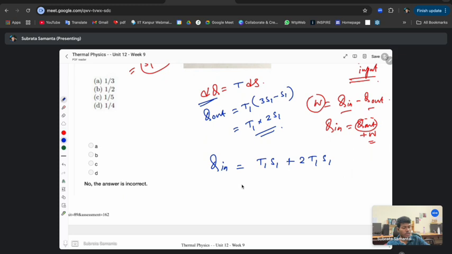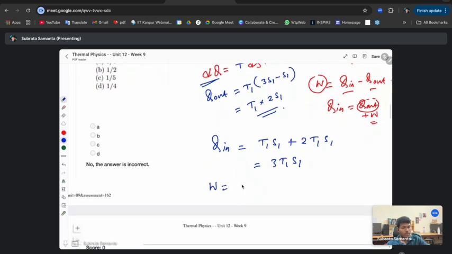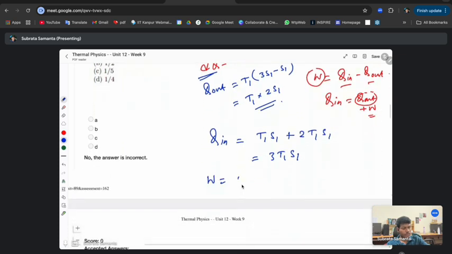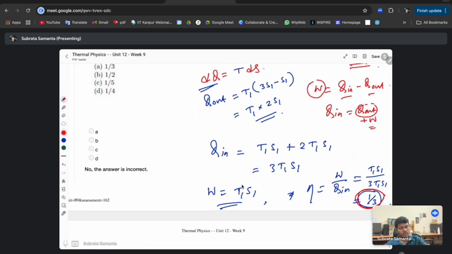So Q in is Q out plus W, which is 2 T1 S1 plus T1 S1, so this is 3 T1 S1, and your W is T1 S1. Which implies that eta equals W over Q in, T1 S1 over 3 T1 S1. This is 1/3. So that means option A is correct.